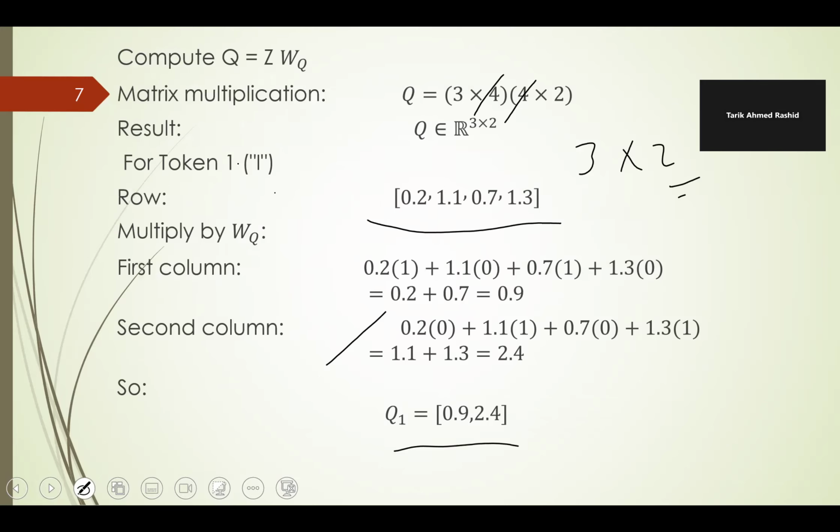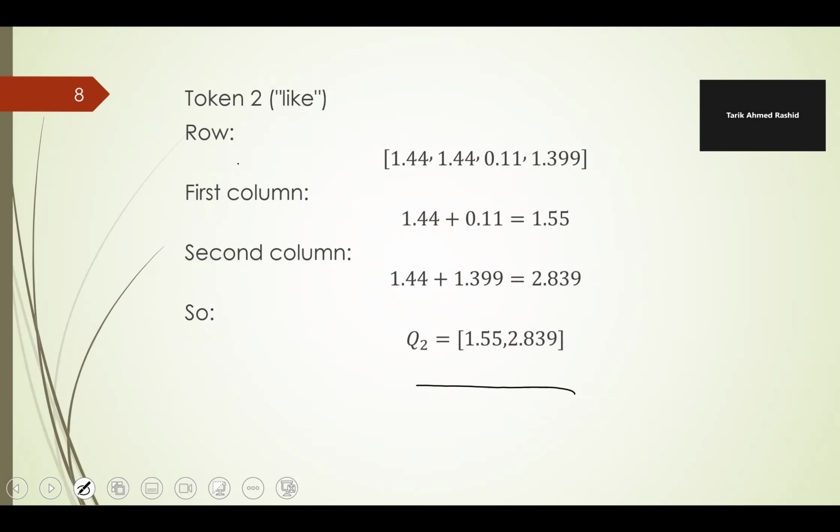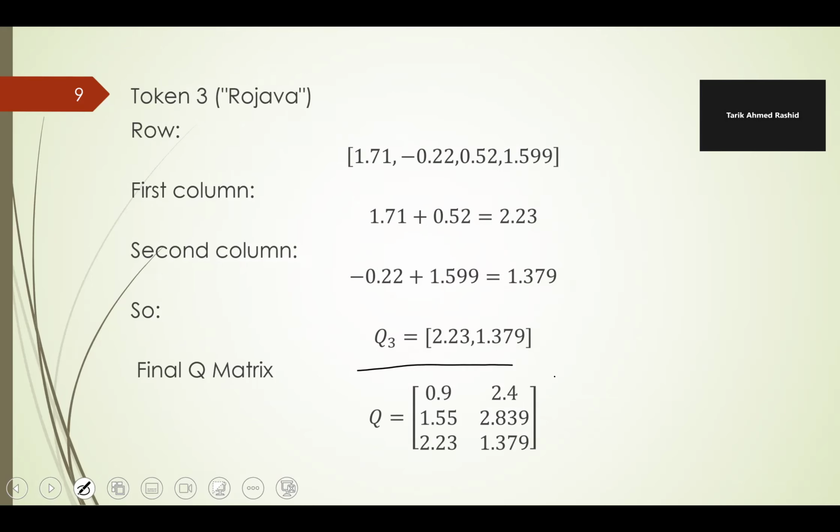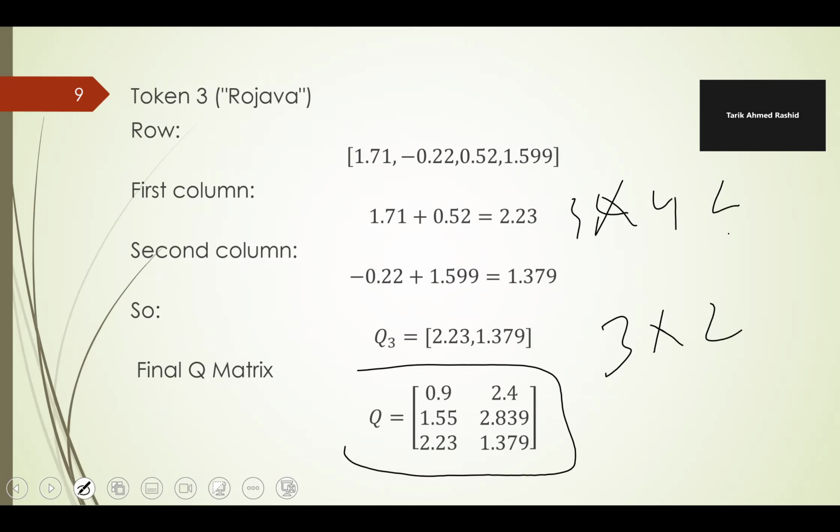Now, that's what we said. That's the Q, and Q is now 3 by 2, as we mentioned, because it was 3 by 4 and 4 by 2. So the inner dimension will go, and only the outer dimensions will be considered.